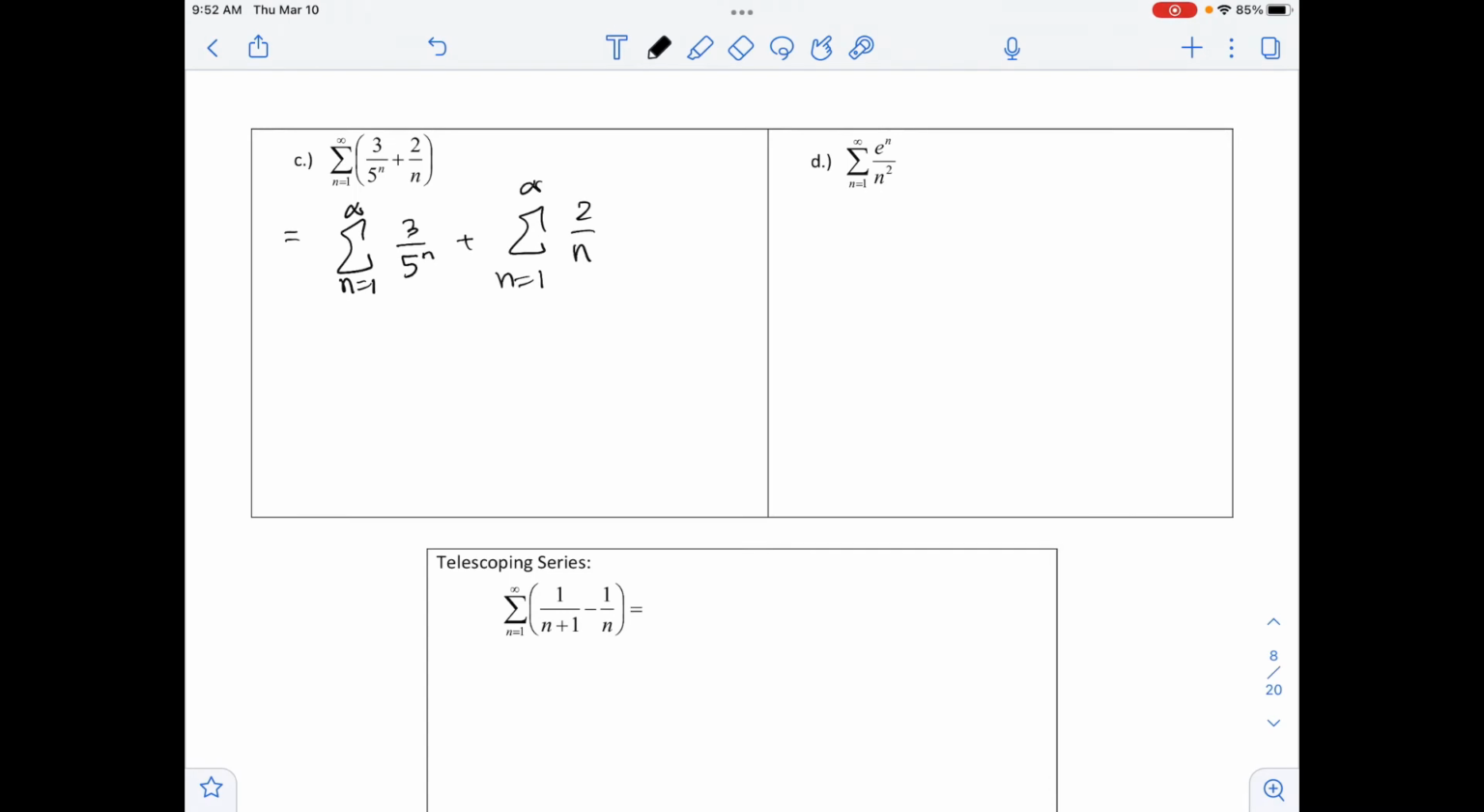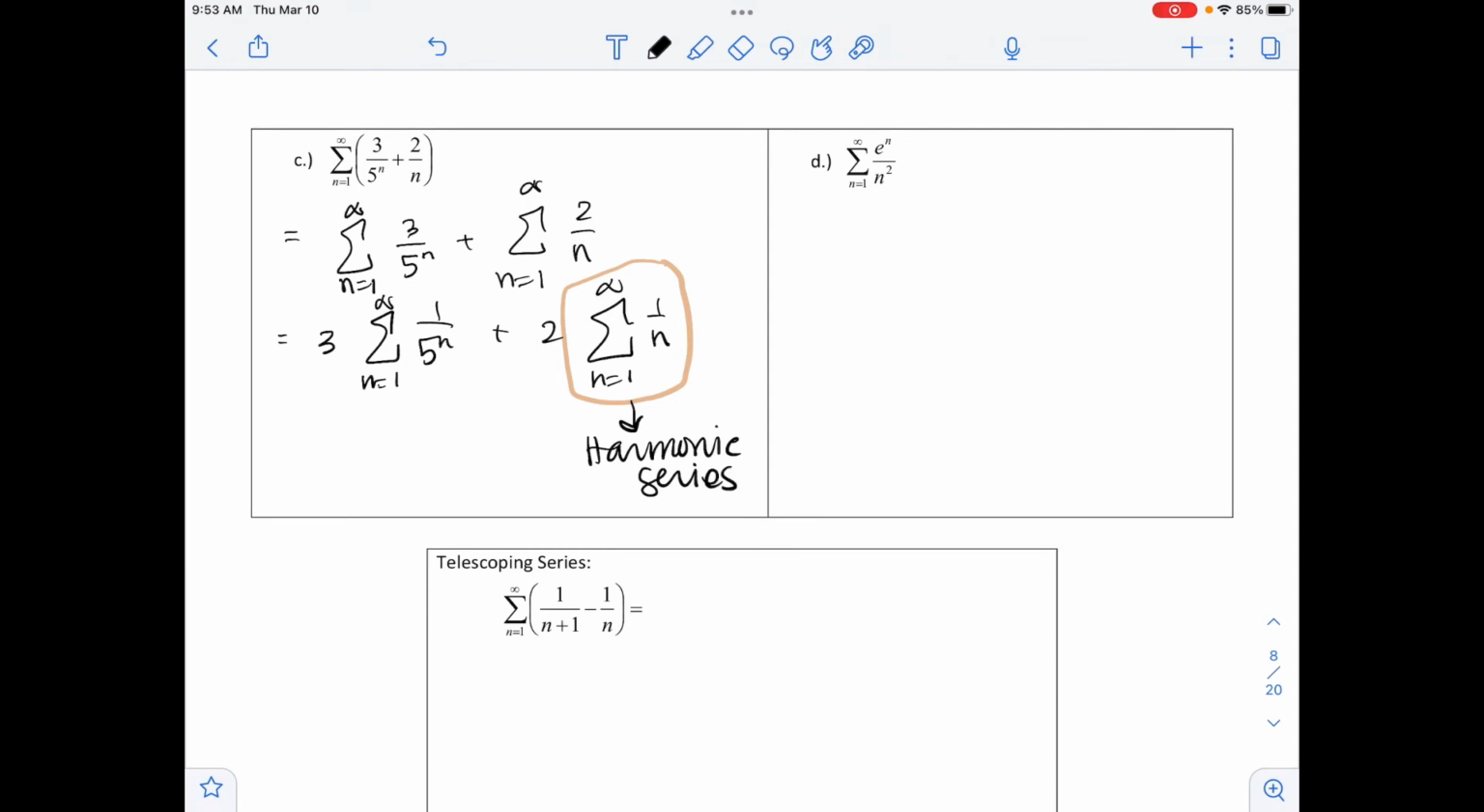And those constant values can pull out in front. So I'm going to put the 3 in front, and I have 1/5 to the n plus 2 times the sum from n equals 1 to infinity of 1/n. And if you caught it, this is harmonic. And because this is our harmonic series, we can say that this is going to be divergent. So our series will diverge since we have a harmonic series in this problem.